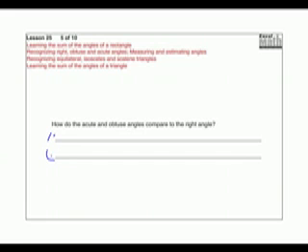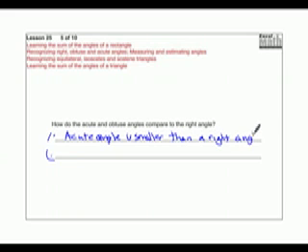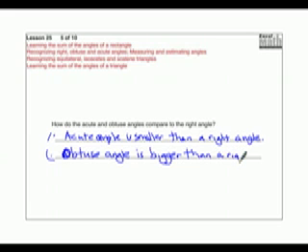All right, you should have written this. Okay, you should write that an acute angle is smaller or more closed than a right angle. An obtuse angle is bigger or more open than a right angle. There you have it.